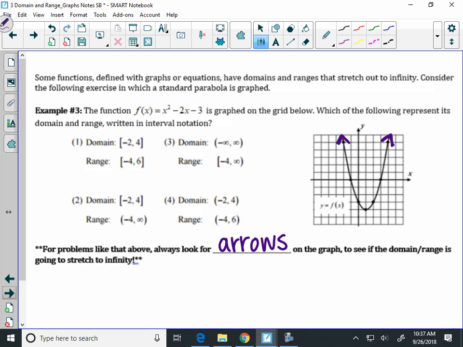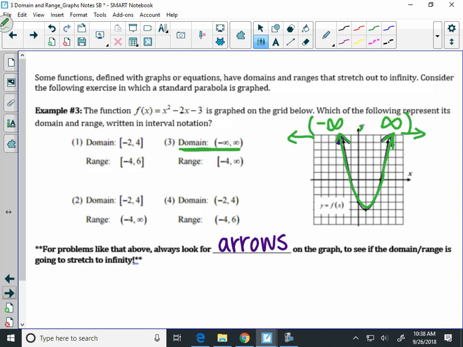Now let's start here with domain. Domain goes left to right. Because I have an arrow on the left part of my graph, that means that this graph is going to the left forever, towards -infinity. The arrow on the right over here is also going forever and ever towards positive infinity. That's going left and right that way. Well, remember, when we do interval notation with infinities, we put a parenthesis and we'll put a comma in between. And I see that domain right over here.